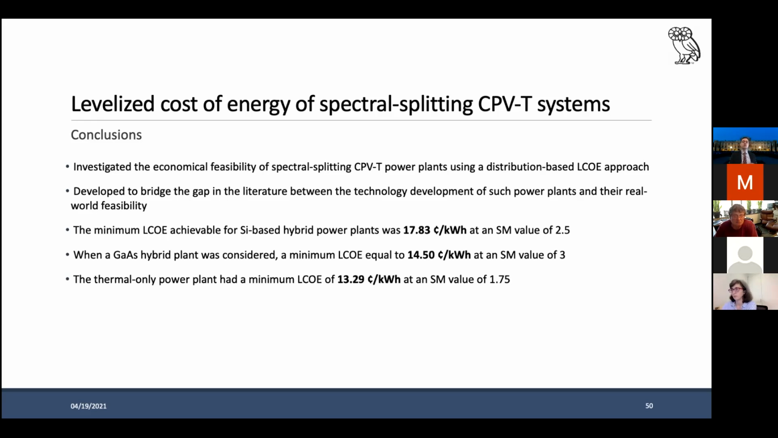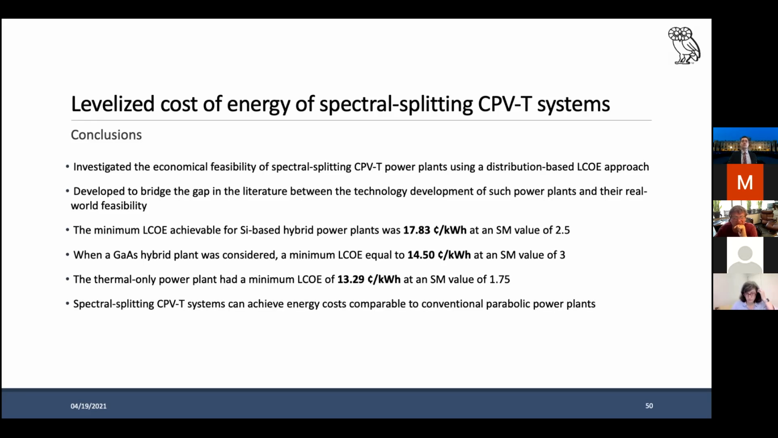The overall minimum LCOE obtained for a silicon power plant was 17.83 cents per kilowatt hour, and the gallium arsenide power plant had a minimum of 14.5 cents per kilowatt hour. The conventional parabolic trough had a minimum at 13.29 cents per kilowatt hour. We believe that the analysis in this work contributed to the real-world implementation of CPVT systems by comparing the ranges of cost and energy generation for conventional and hybrid systems.